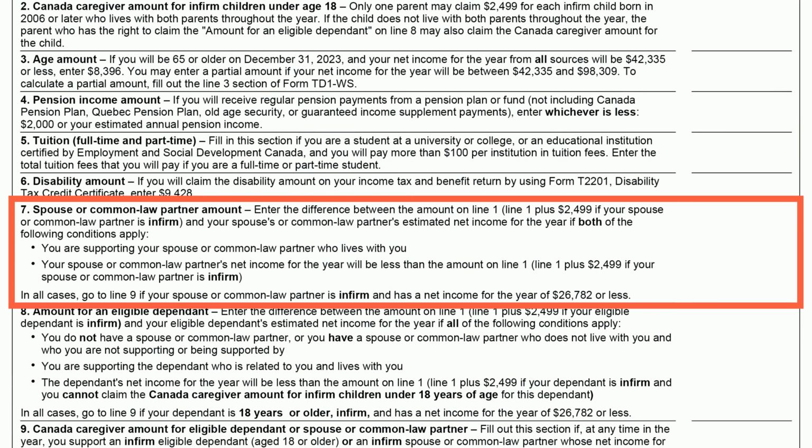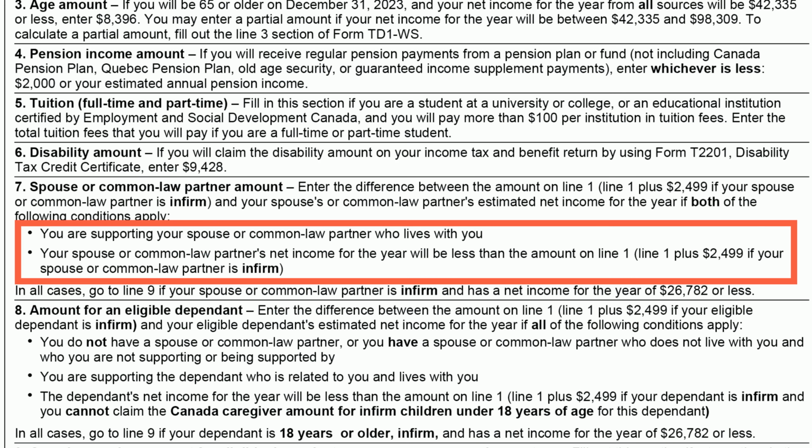On line 7, if you have a spouse or common law partner who doesn't earn any income and lives with you, this allows you to claim up to a $15,000 credit. The amount to enter on line 7 is calculated using your basic personal amount that you entered on line 1 of your TD1 form. There are two versions of this calculation.